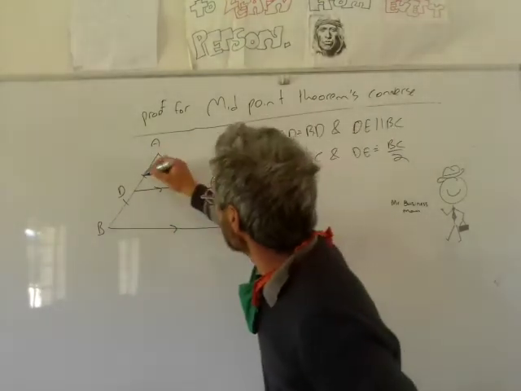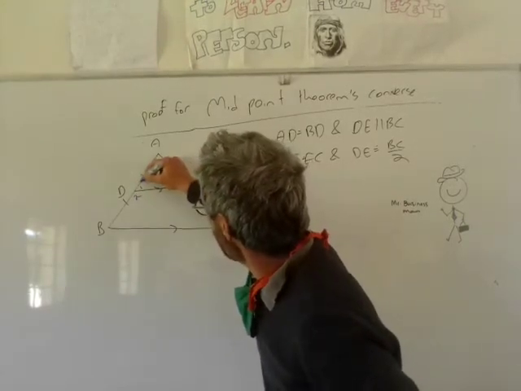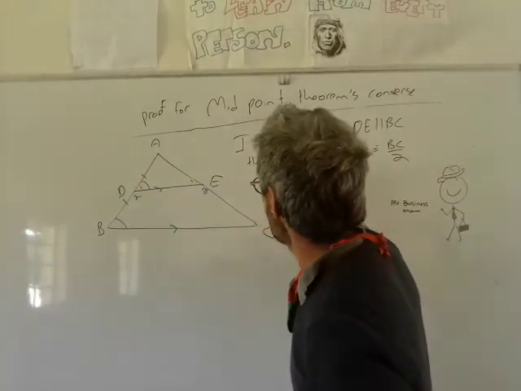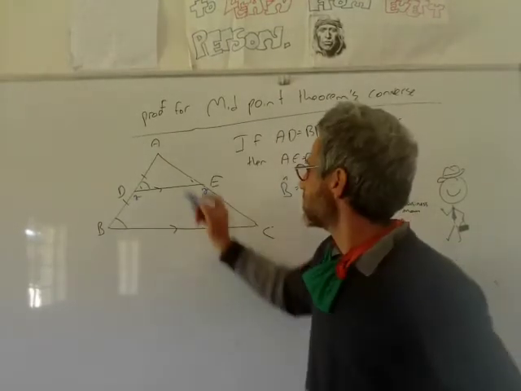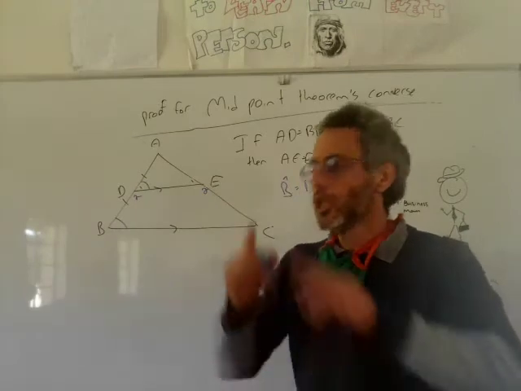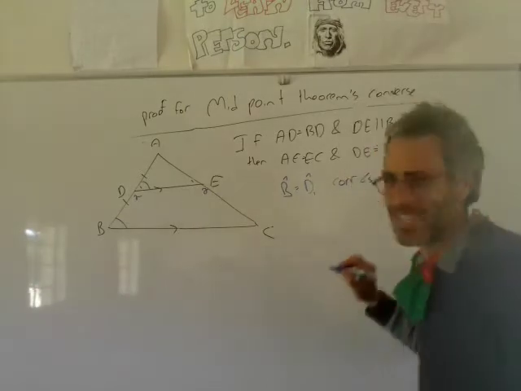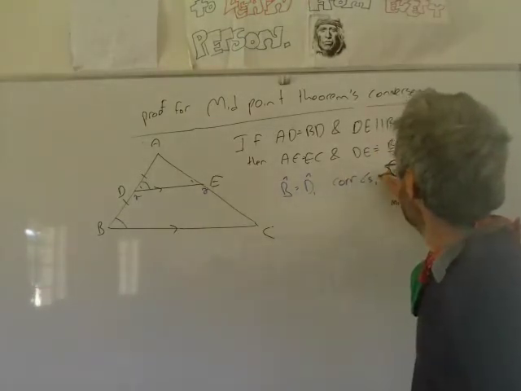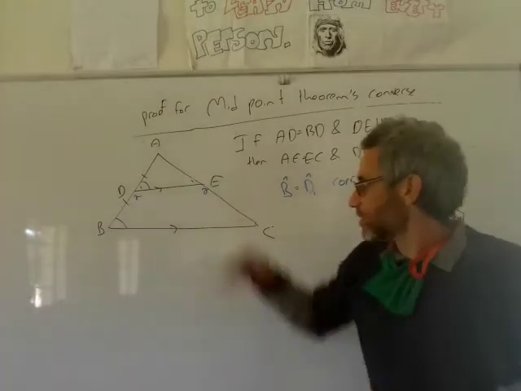Now, if we call the angles D1, D2, E1, E2, I can say that angle B is equal to angle D1. Why can I say that? Why are these two angles the same? Corresponding angles. Corresponding angles equal, and the lines that are parallel are DE and BC. Okay, good, because I know these lines are parallel.